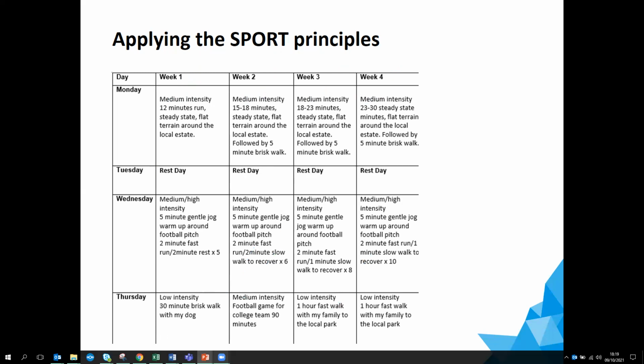There are a few other useful points to note. As you can see here, this program includes rest days, and it is so important that you include these so that your body can recover. When thinking about your rest days, consider your ability and your current fitness levels and the demands of your day-to-day life. Your plan should include at least 2 to 3 rest days over a full week period.